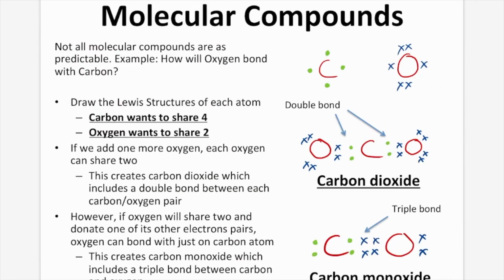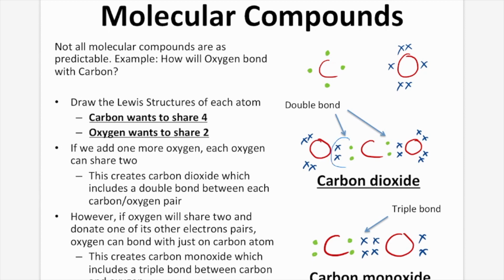Molecular compounds. Not all molecular compounds are as predictable, however. So for example, how will oxygen bond with carbon? Well, first we're going to draw the Lewis structure for each atom. Carbon wants to share 4, and oxygen wants to share 2. If we add one more oxygen, each oxygen can share 2. So that's what we have right here on the first diagram. This creates carbon dioxide, which includes a double bond between each carbon-oxygen.